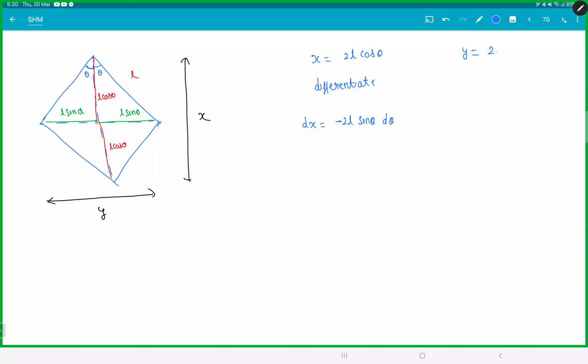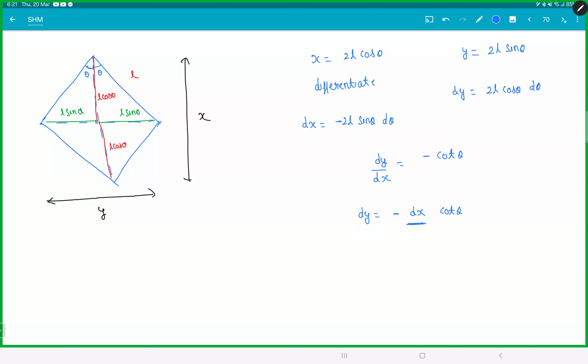Similarly, y is equal to 2L sine theta. If you differentiate this, we'll get dy is equal to 2L cos theta d theta. Now, if you divide them, I will get dy by dx is equal to minus cot theta. So I will get dy is equal to minus dx cot theta. Meaning what? If I pull the block by dx downward, then my spring will compress by dy.